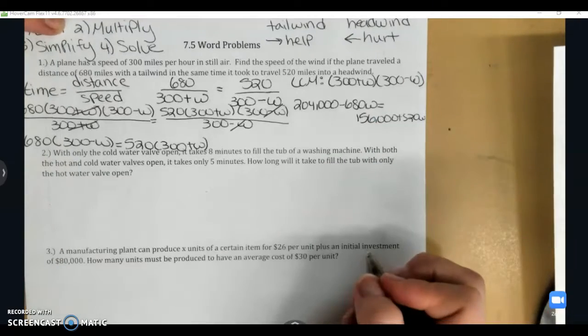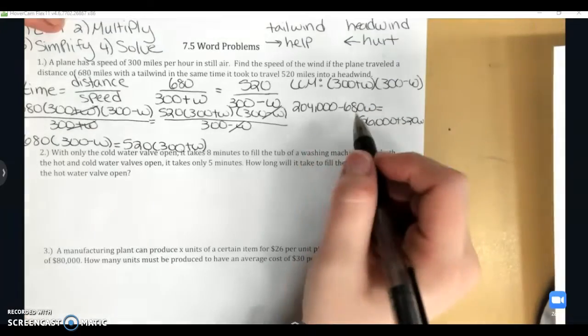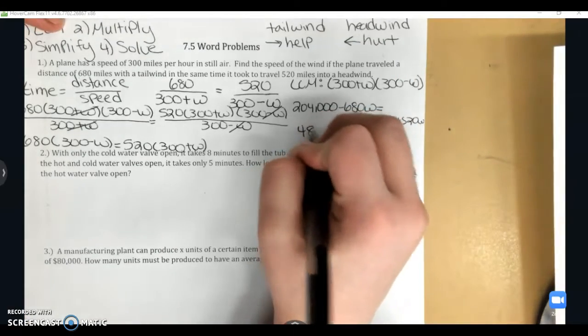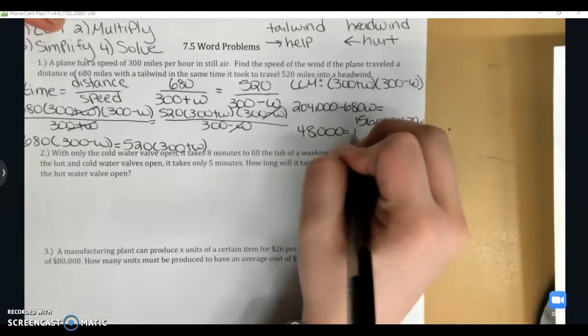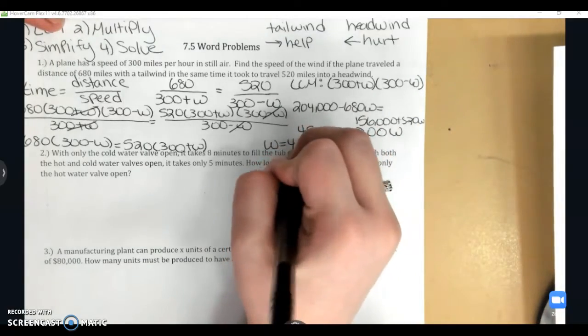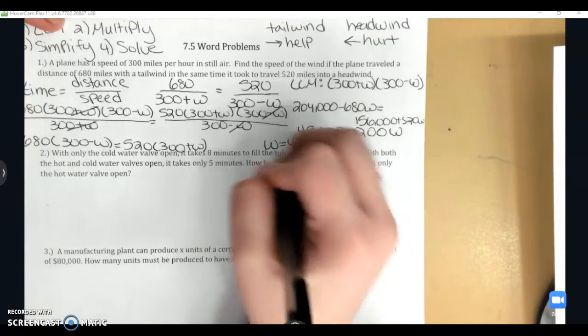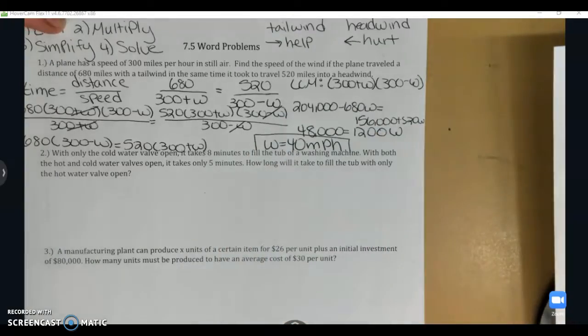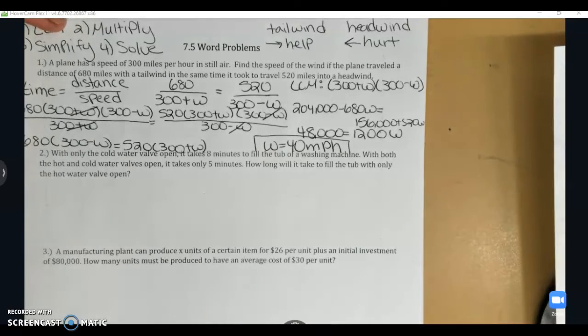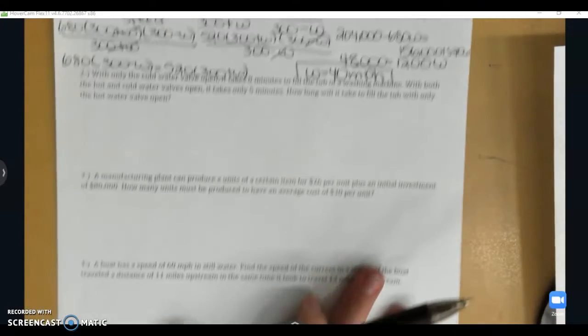Sorry, that's kind of small. So we're going to get all of our constants on one side, all of our W's on one side, and we're going to get that 48,000 is equal to 1,200 W. So we divide, and we get that the speed of the wind is 40 miles per hour. Now, I'm going to come back to number 2, and you'll see why after we go through the rest of these problems, but number 2 will make more sense if we do a different problem first.